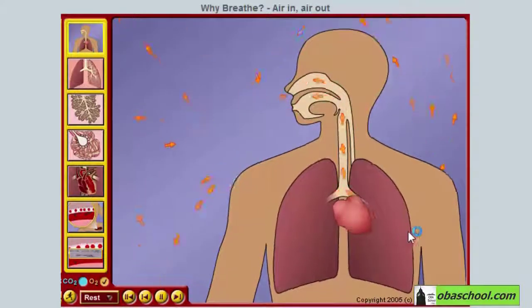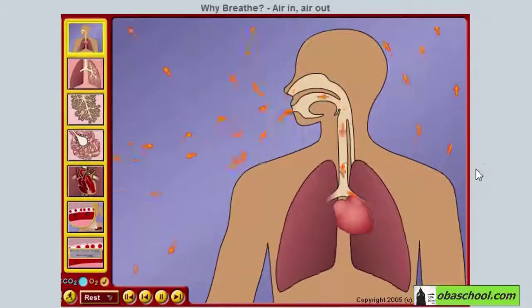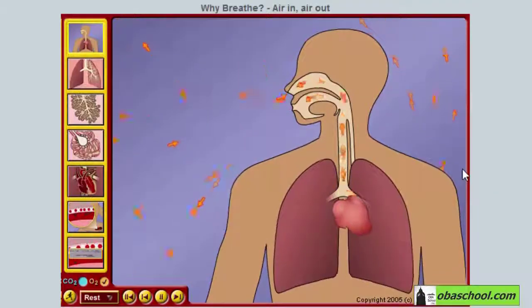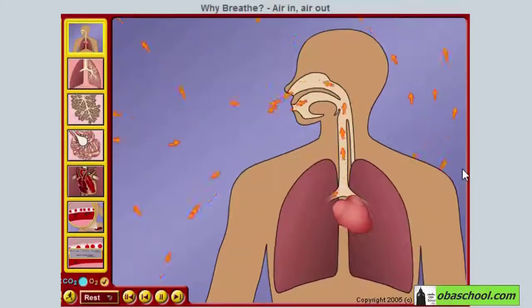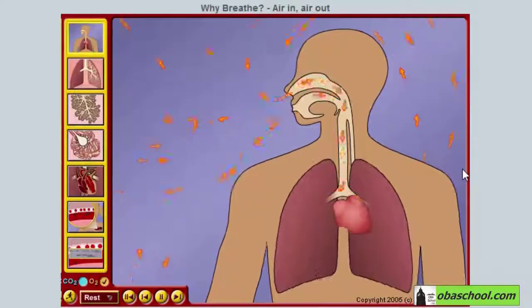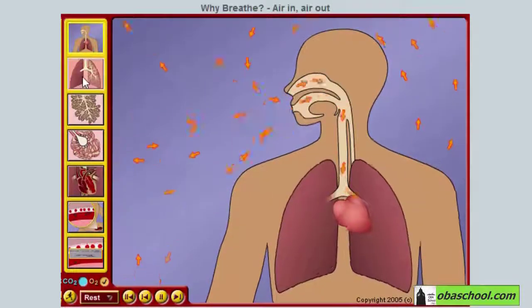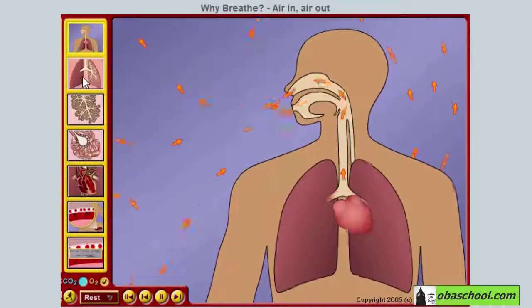Air is a mixture of gases and oxygen is only a part of it. The body will intake oxygen and release carbon dioxide, and it will also release a small amount of oxygen. How does air go in and go out of the body?